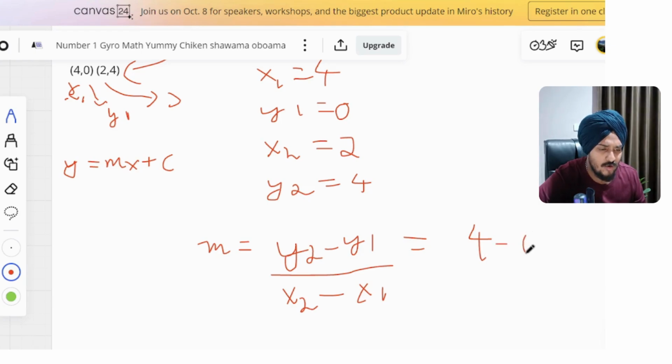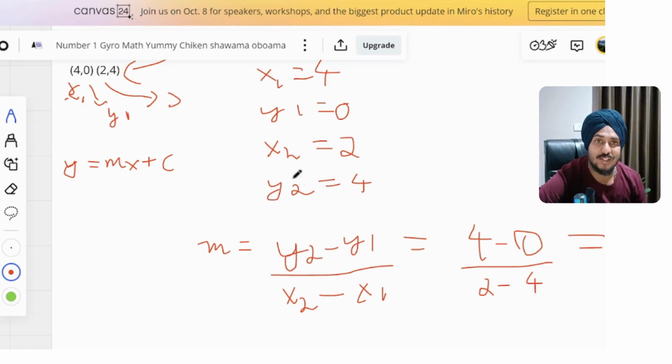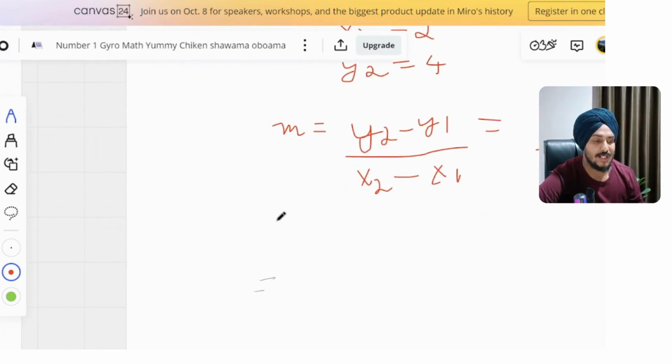Y2 is 4. 4 minus y1 is 0. X2 is 2 and x1 is 4. So if we solve it out, you will get minus 2. 4 divided by minus 2 will be minus 2. That's what you will be getting. You have the value of m.